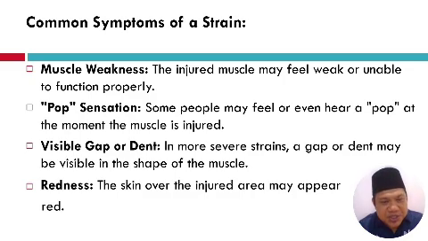Pop sensation. Some people may feel or even hear a pop at the moment the muscle is injured. Visible gap or dent. In more severe strains, a gap or dent may be visible in the shape of the muscle. The last symptom is redness. The skin over the injured area may appear red.